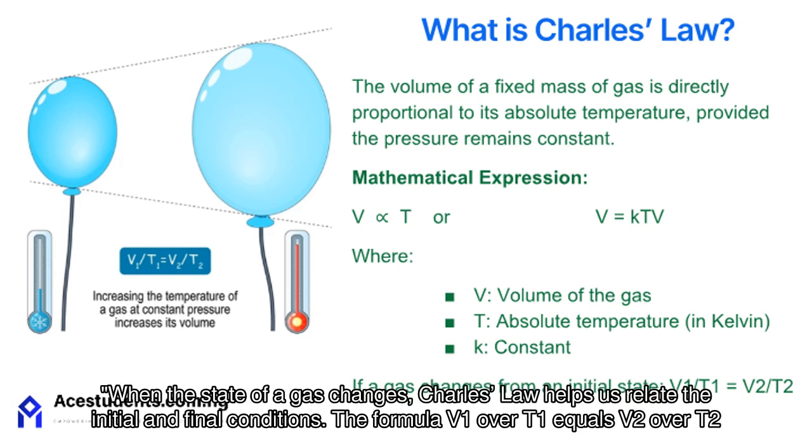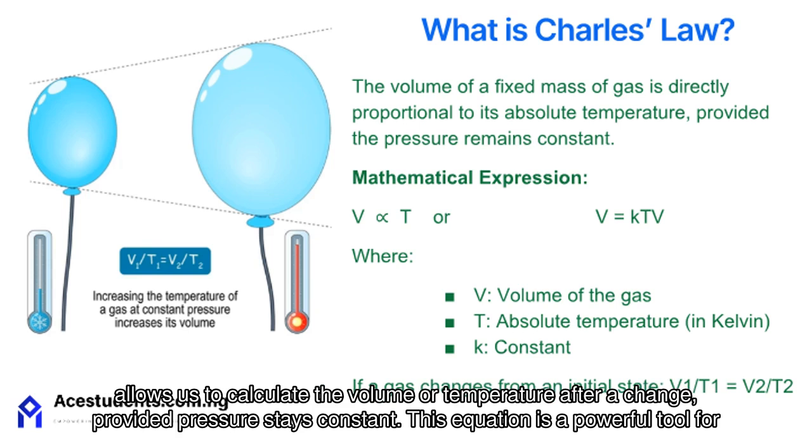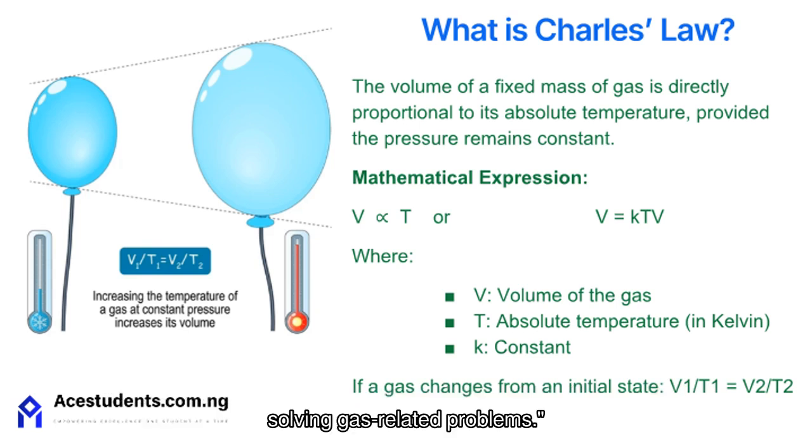When the state of a gas changes, Charles's Law helps us relate the initial and final conditions. The formula V1 over T1 equals V2 over T2 allows us to calculate the volume or temperature after a change, provided pressure stays constant. This equation is a powerful tool for solving gas-related problems.